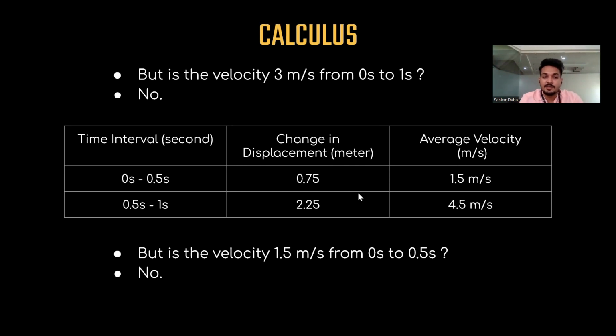Okay, so the next thing I can do is, instead of taking 1 second interval, I can reduce it to 0.5 seconds. At 0 second and at 0.5 second you find out the displacement, then the change in displacement, and then the velocity: 1.5 meter per second, 4.5 meter per second, right? So do you see the pattern here? Somebody will say I can reduce the intervals further. I can go 0 to 0.25 also. I can go from 0.001 to 0.002. That will be much more accurate, right?